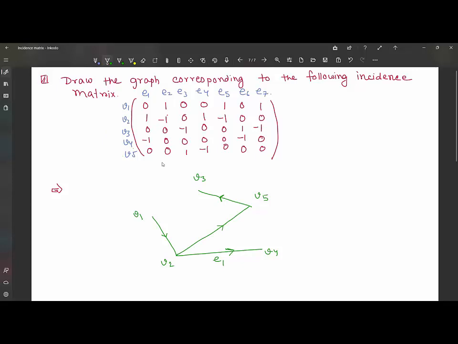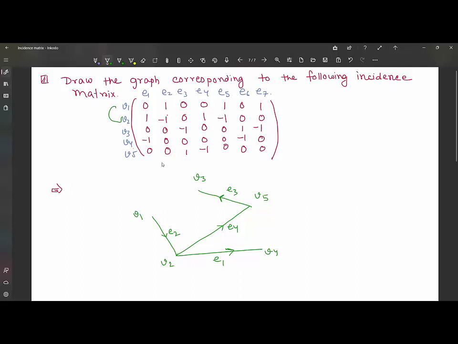Now E5 is from V1 to V2. So E5 is the same as E2. You can see it is also V1 to V2. Okay, we forgot to mark all these labels. So E1 is actually from V2 to V4. After that E2 is V1 to V2. After that E3 is from V3 to V5, and E4 is from V2 to V5, and E5 is the same.